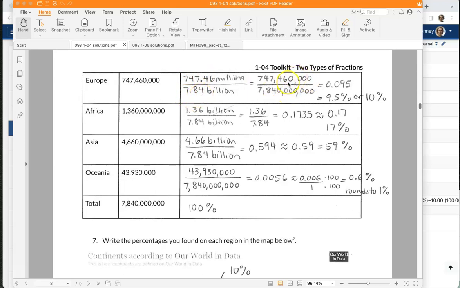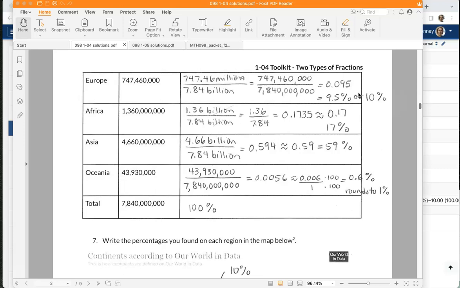So I went ahead and divided the really big numbers and got my decimal, and then I did not illustrate the process for converting a decimal to a percent, but you know you can write this over 1 and then scale top and bottom by multiplying by 100.